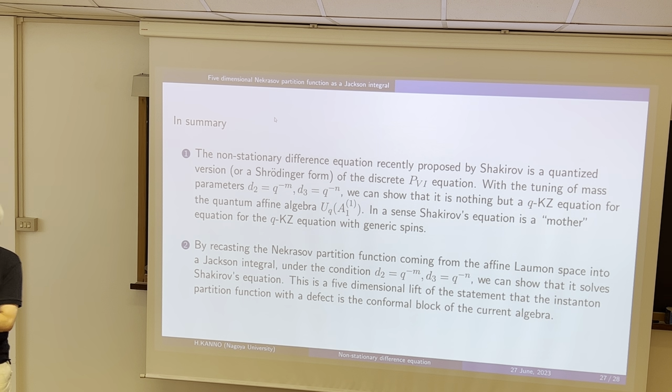Is it possible to take the limit of this equation? Yeah, we checked it, and we presented it in our paper, so please look at our paper. For the case of Painlevé number six, we explicitly checked that it has a consistent four-dimensional limit.